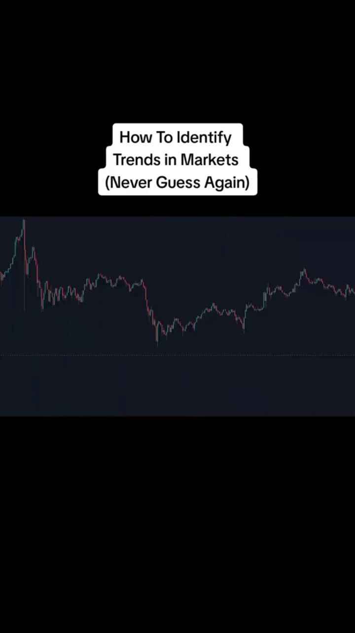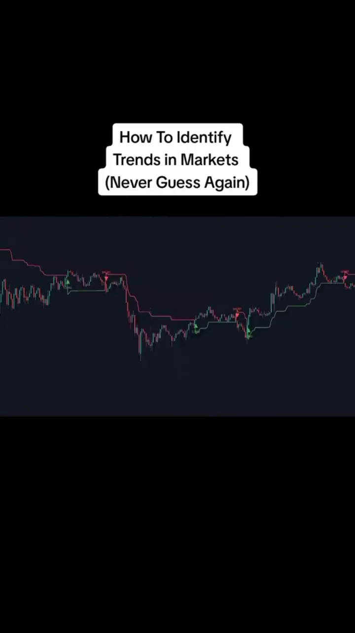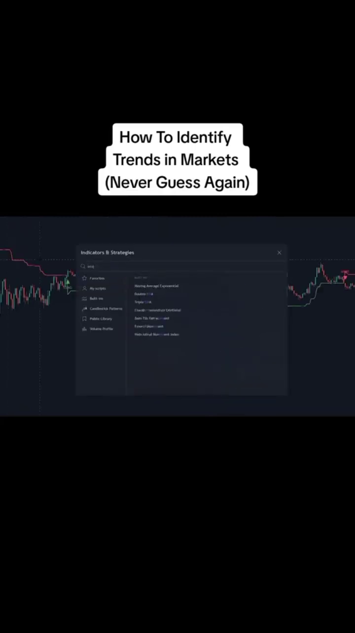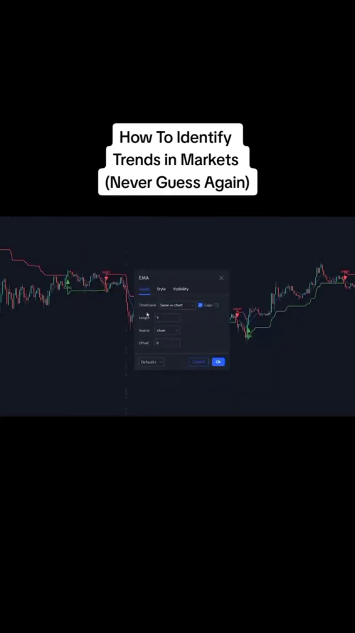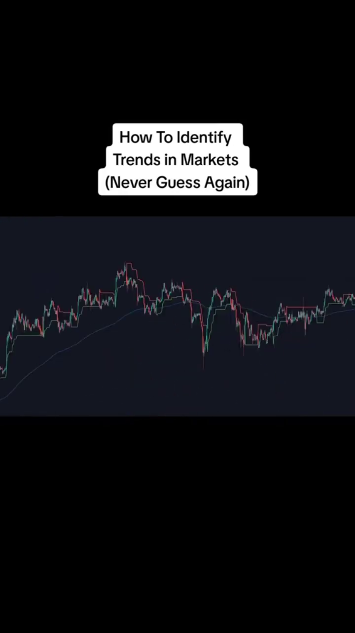Let's add these indicators to our chart. Go to the indicators tab, add the super trend indicator, and just keep the default settings. Next, add the exponential moving average and change the length to 200. Now that we have the indicator set up, let's move to how to actually use this strategy.